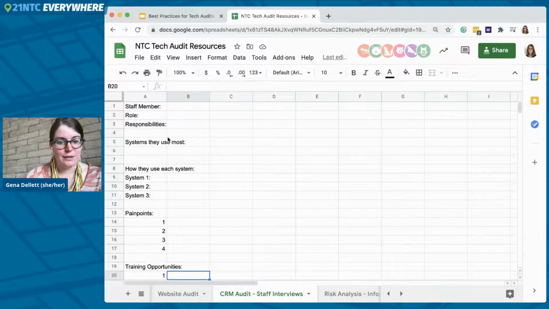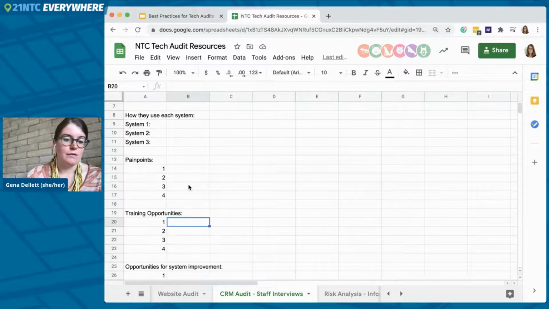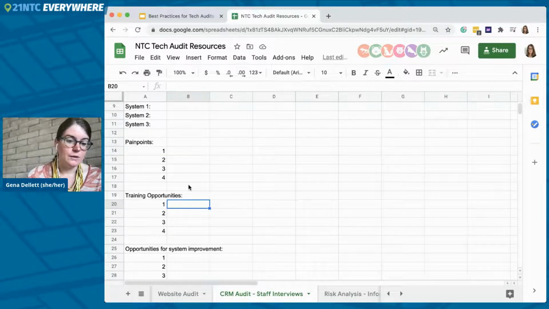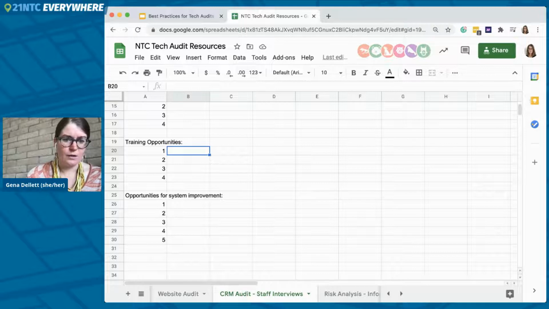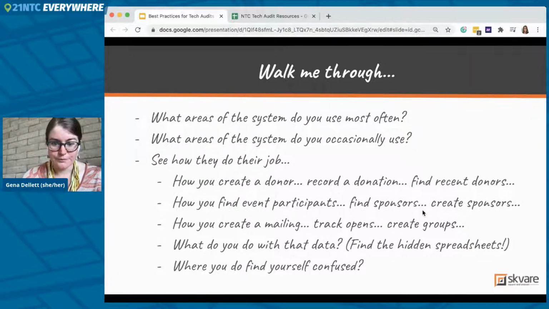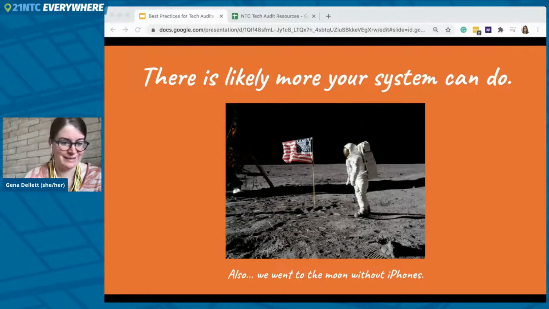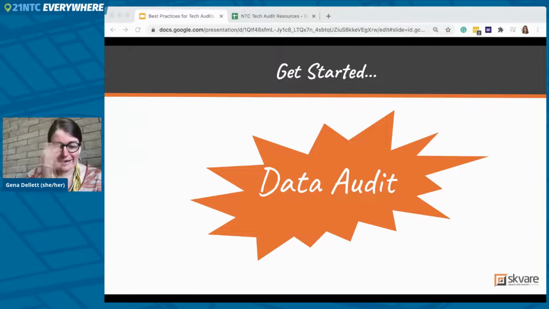And so this is a template that you can use in those sorts of interviews that either you or someone else on your team are leading with other team members. So, I'm glad I went back to that, but now I'm going to remind myself where I was. So we talked about space and we were jumping into data audits. All right.